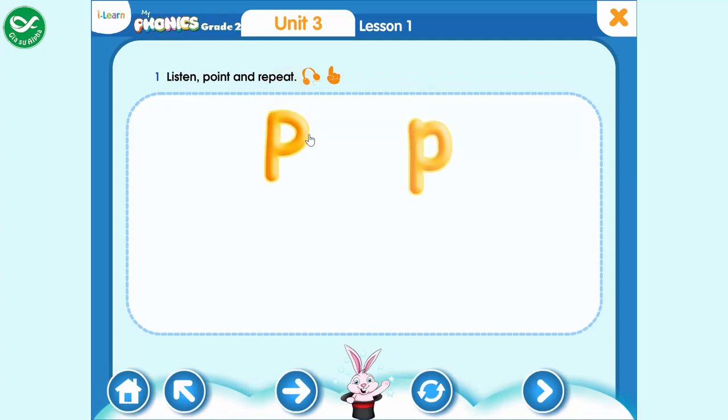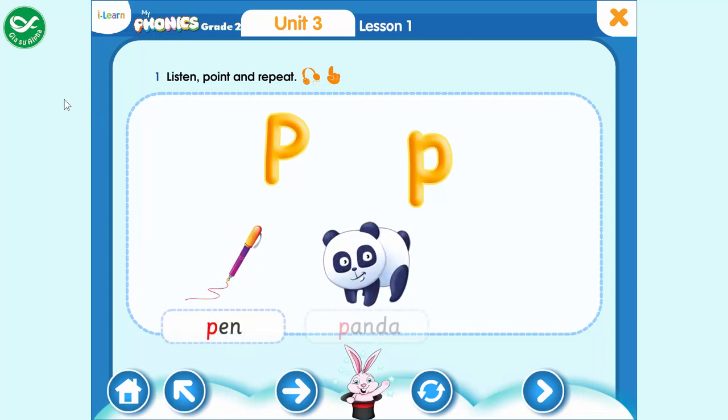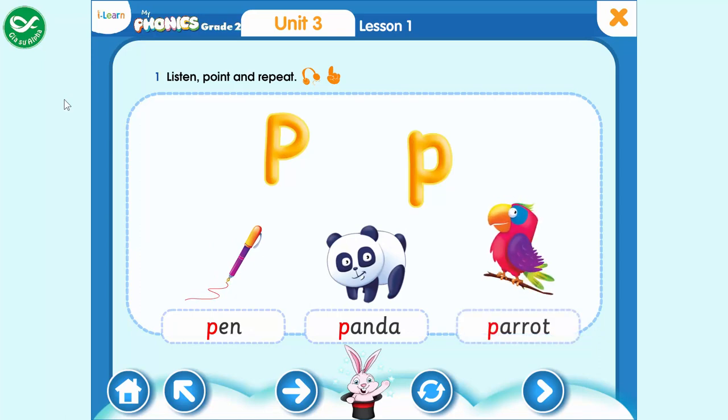This is the letter P. The letter P makes the P sound. Pen. Panda. Parrot. Pen. Panda. Parrot.